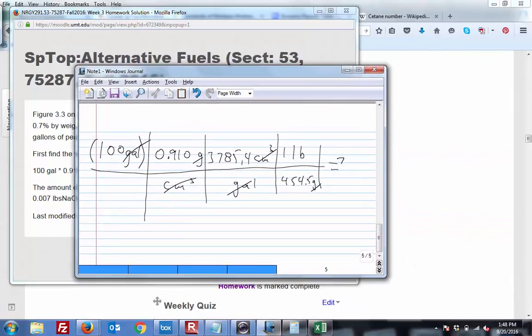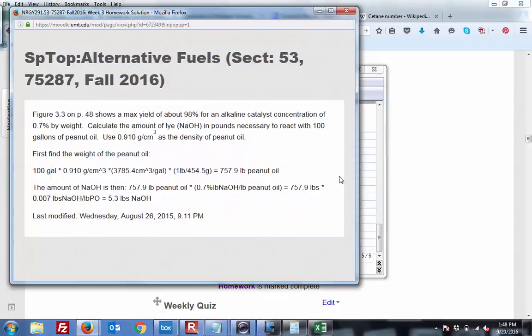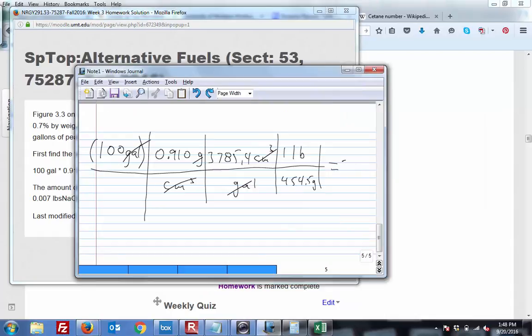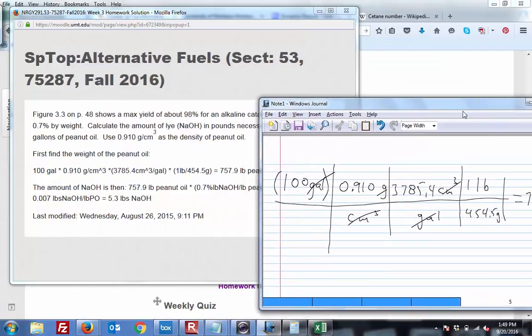I got 768, but I just looked up the weight of a gallon of peanut butter. Oh, okay. 757. 768, but yeah, I'm still way off with the amount of lye that we're going to put on there for some reason. Okay, so now I'll get into the next one.